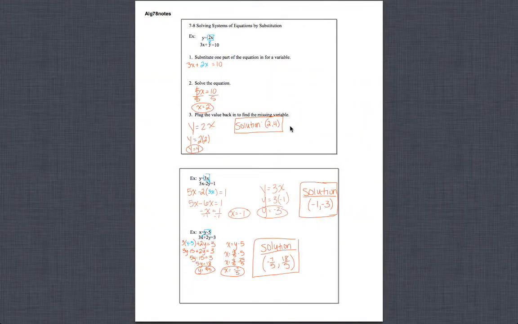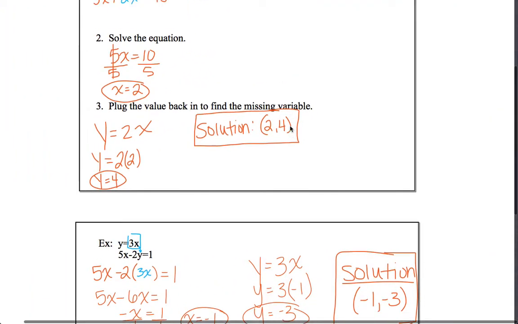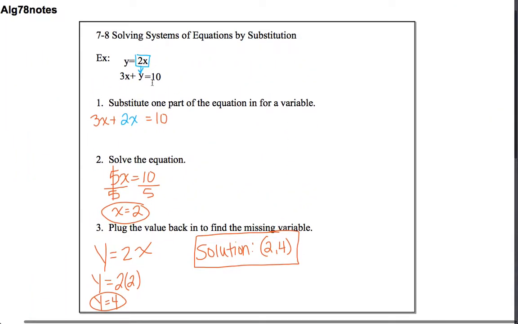All right, this is the 7-8 notes, solving systems of equations by substitution. So our goal here, we have two equations and we want to find the point in which they intersect, where they have the same x and y value. So what we can do is use substitution to isolate one of the variables so that we can solve for one. So we have y equals 2x and 3x plus y equals 10.